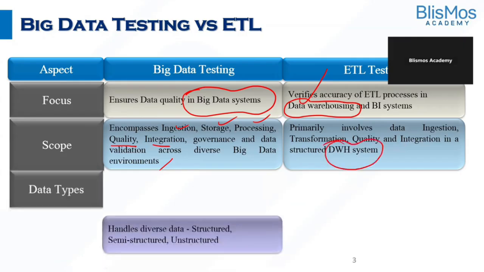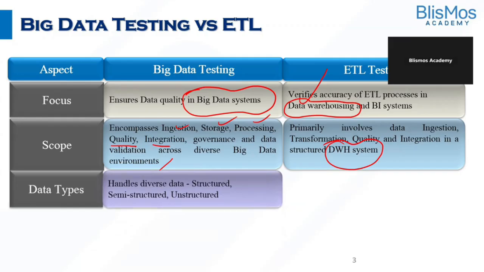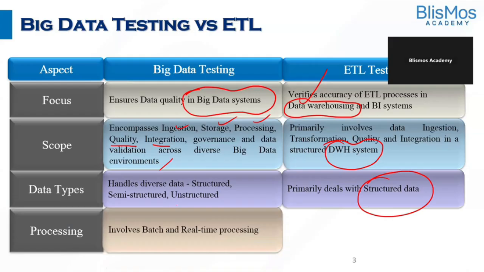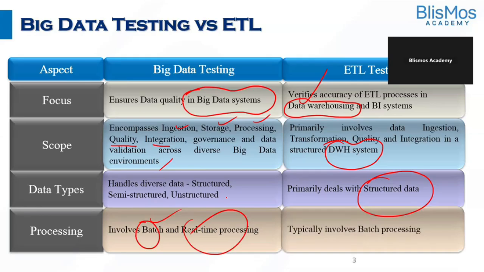In terms of data types, big data systems handle structured, semi-structured, and unstructured data. Obviously, you need to perform validation of all these three types of data in big data testing. On the other hand, ETL testing primarily focuses on structured data. When I say ETL testing, I am referring to the context of data warehouse testing. In terms of processing, big data involves both batch and real-time processing. On the other hand, data warehouse testing typically involves batch processing.